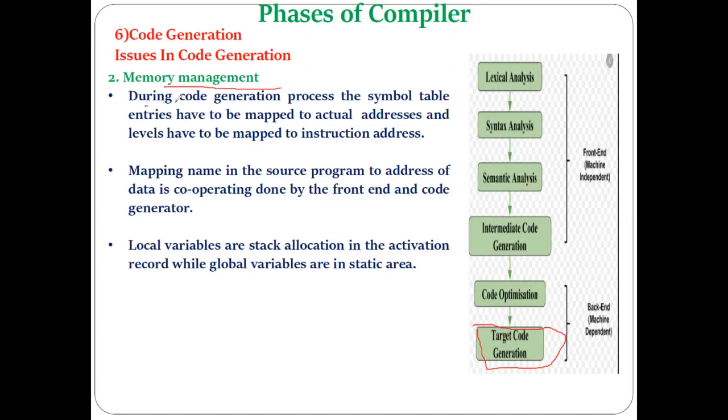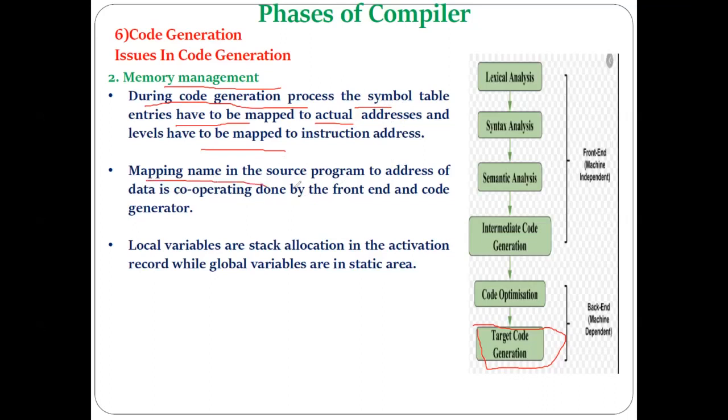And for that purpose, during the code generation process, the symbol table entries have to be mapped to the actual addresses, and labels have to be mapped to the instruction addresses. It means that using the symbol table, the target code generation phase has to do the memory management, so that memory can be allotted for each different symbol present in the program. And how can it be done? It can be done by mapping the symbols present in the symbol table with their actual addresses.